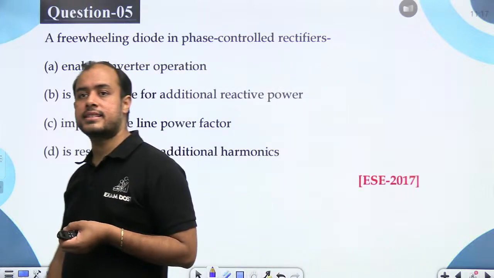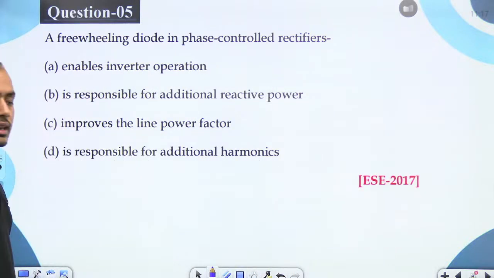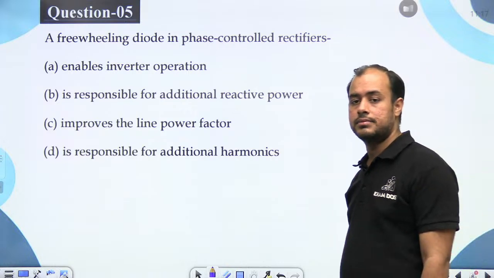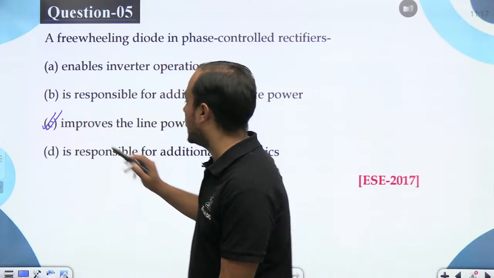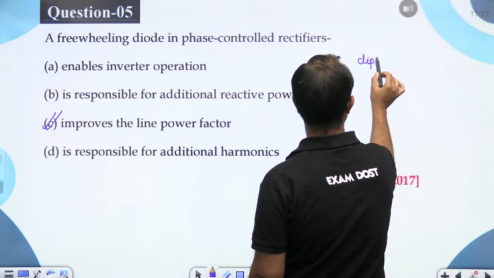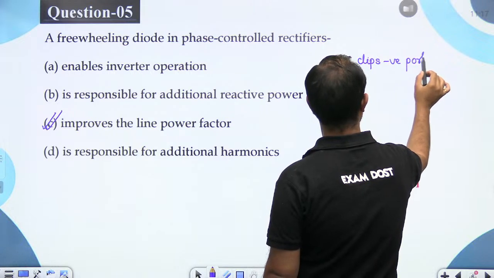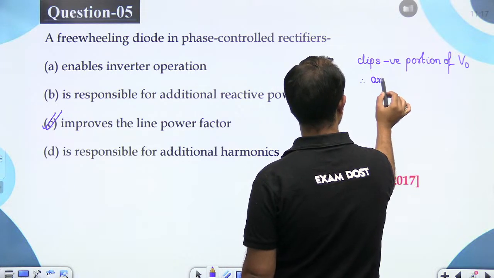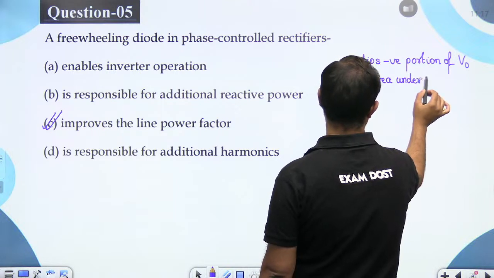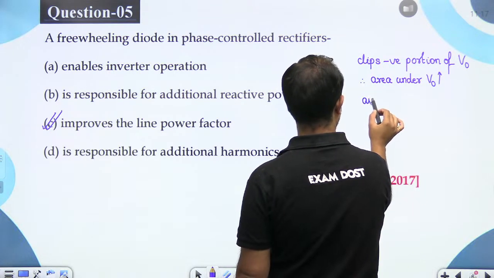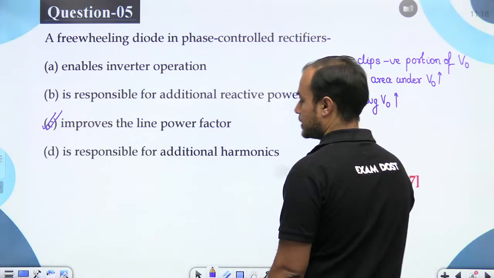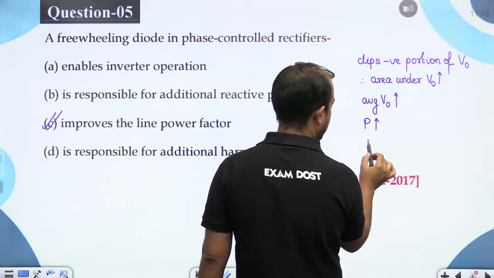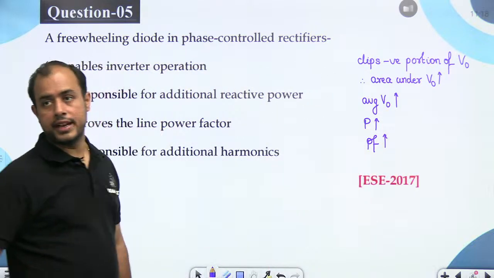A freewheeling diode in phase controlled rectifier. What does a freewheeling diode do? A freewheeling diode in phase controlled rectifier improves the power factor. How? It will clip the negative portion of V0. Therefore, area under V0 increases. So average V0 increases. Average output voltage increases. So power factor, real power increases. Power factor increases.